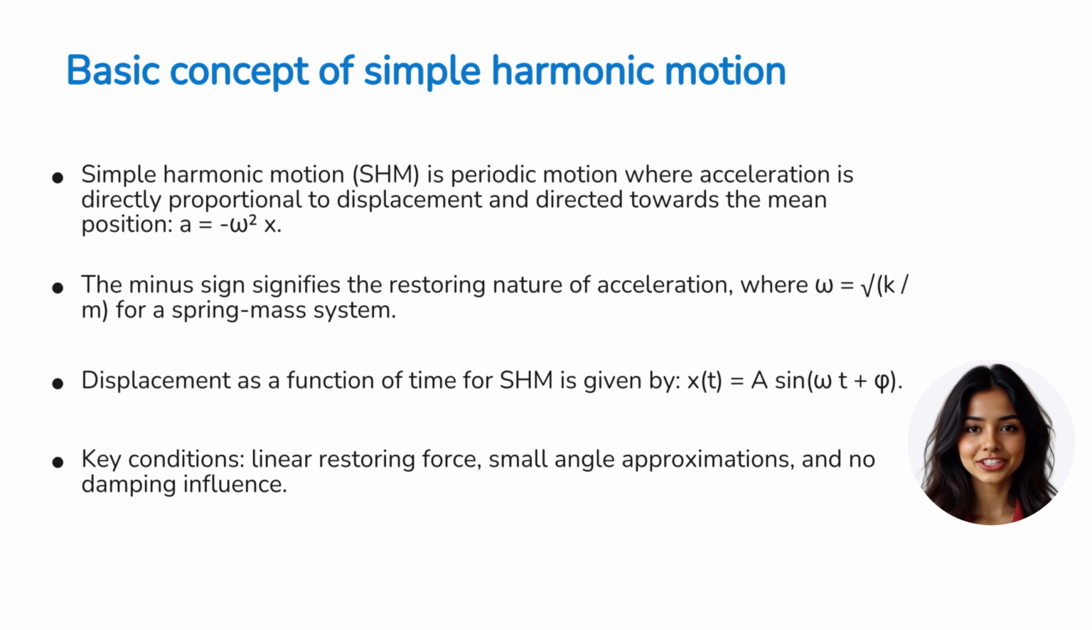For a spring mass system, omega equals the square root of the spring constant divided by the mass. Simply put, it depends on how stiff the spring is and how heavy the object hanging on it is. If we track the object's position over time, the displacement x at any time t is given by amplitude multiplied by the sine of omega times t plus a phase constant phi. This formula beautifully captures how the object moves smoothly back and forth as time progresses.